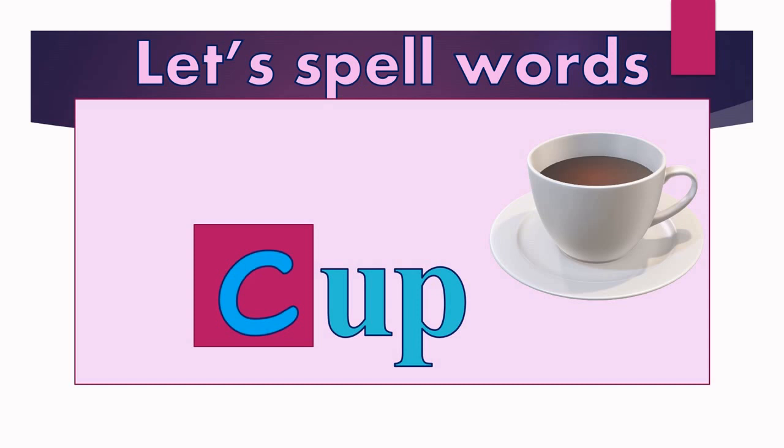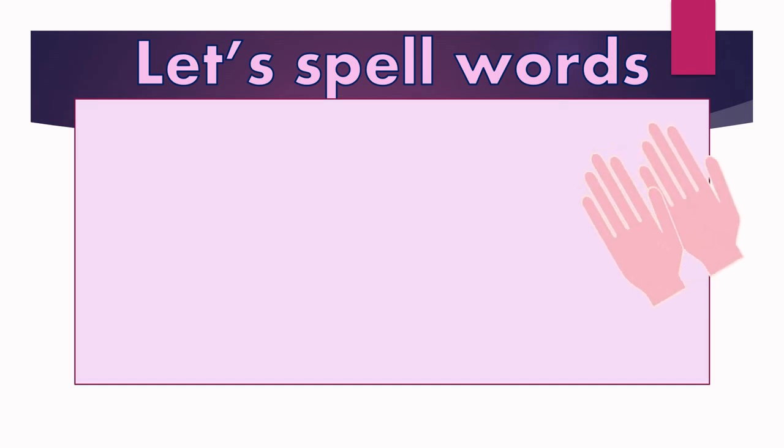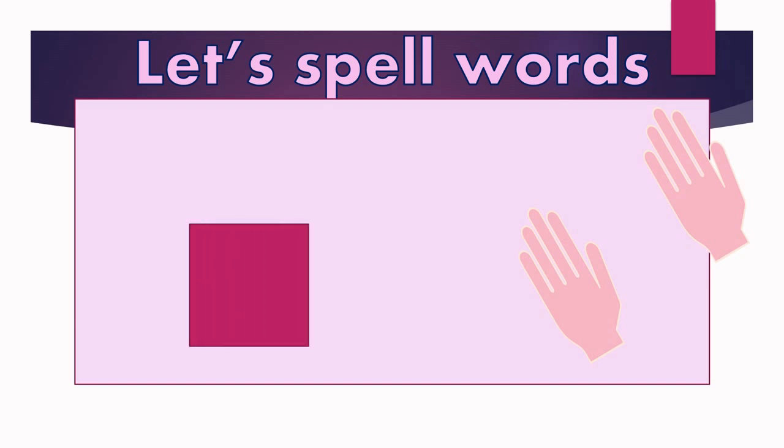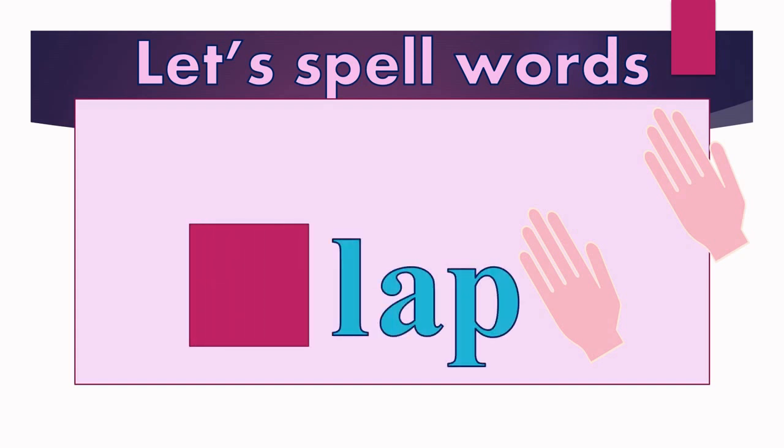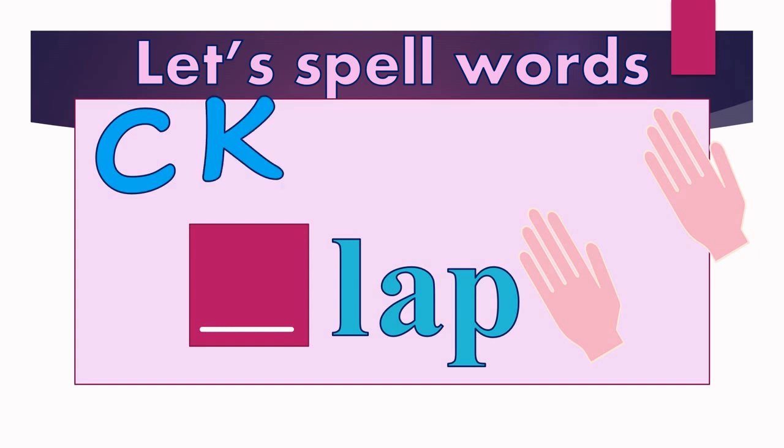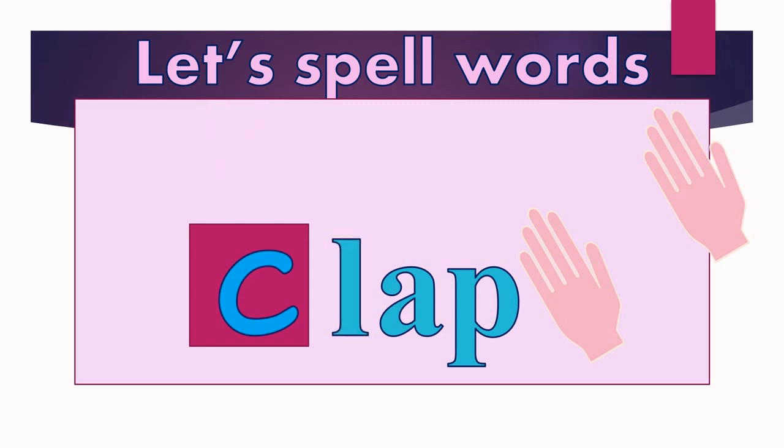Cup. Now next is clap. Let's spell the word clap. K-L-A-P. So now we have to write here the letter that sounds K. So it is either C or K. So let's begin with C. C-L-A-P. Let's say the sound here. C is before letter L. L is a consonant. So what is the sound of C before any consonant? C says K. So C-L-A-P.